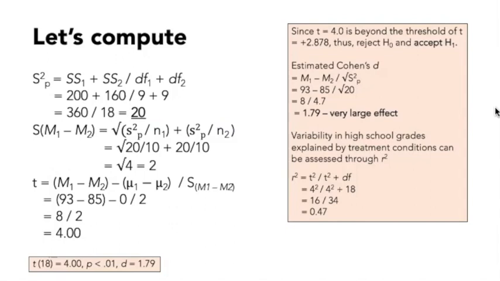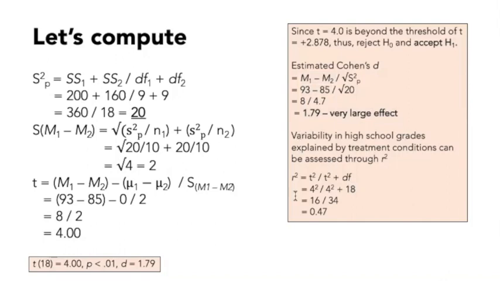Now, just to make it more interesting, I also included the Cohen's d calculation. So you know Cohen's d is a method to find the effect size. Now, effect size can be calculated like this: m1 minus m2 divided by the square root of the pooled variance. So 93 minus 85, and then pooled variance is 20, so the square root of 20. So that is 8 divided by 4.7. The resulting answer is 1.79. So 1.79 is a very large effect size.